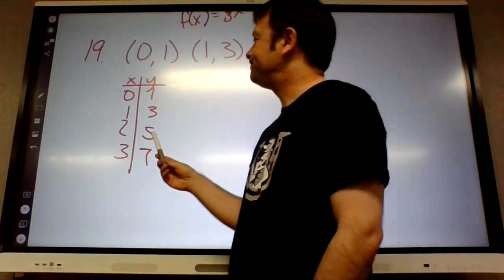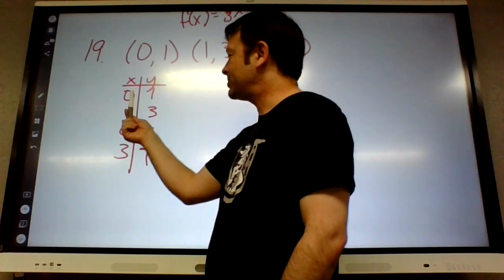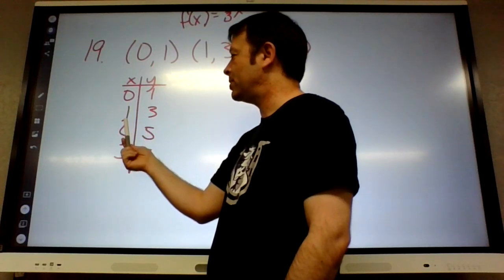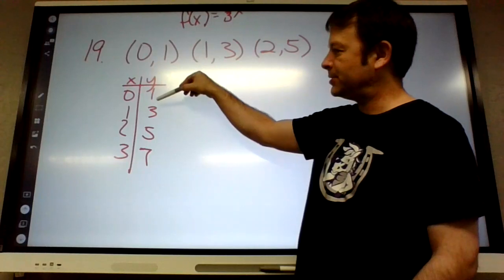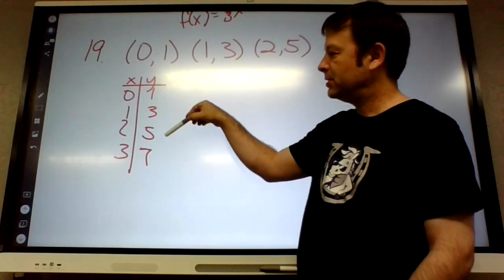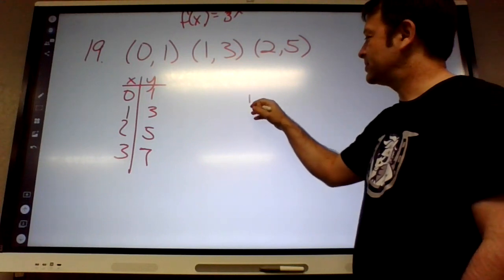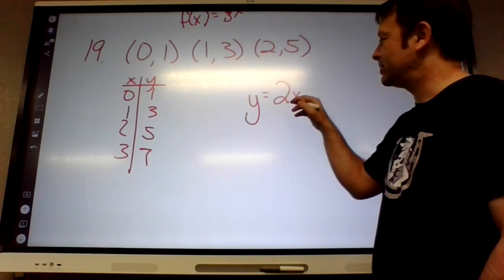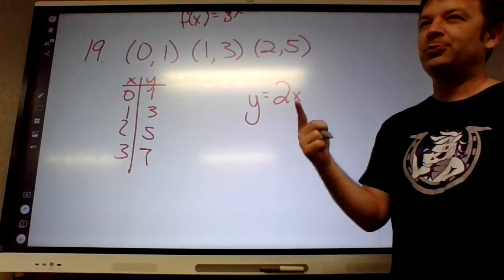Okay, trying to figure out how I want to explain this. As the x values are increasing by 1, so it's going up 1, 2, 3, how much are the y values increasing by? Okay, what that tells me is that they must be doubling the x values. As the x values go up by 1, the y values are going up twice as fast.